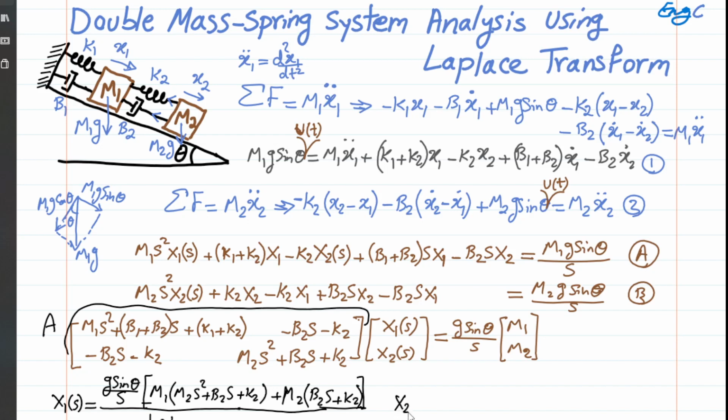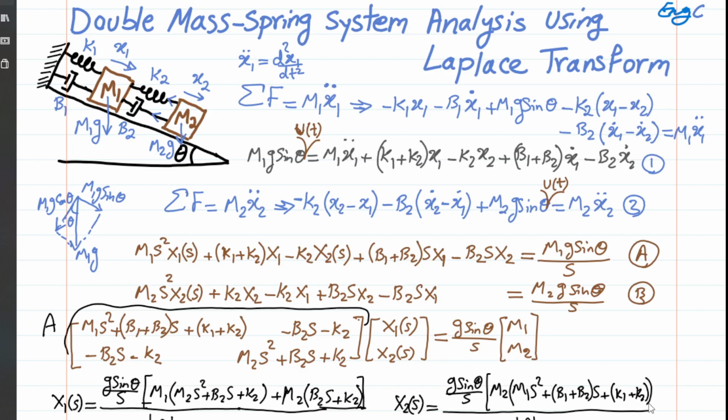The same thing for x2 of s. So you can write x2 of s, again using Cramer's rule. This time, the denominator is the same thing as I wrote here, so it would be determinant of this matrix A, which is basically, as I said, this busy entry multiplied by this one, and then minus the product of these two guys. For the numerator, in Cramer's rule, we're going to replace the second column with, again, g sine theta divided by s times m1 and m2. So the outcome, after taking the determinant, would be just, again, g sine theta divided by s times, okay, this time we have m2 multiplying this guy, so it's going to be m1 s squared plus b1 plus b2 times s, and plus k1 plus k2.